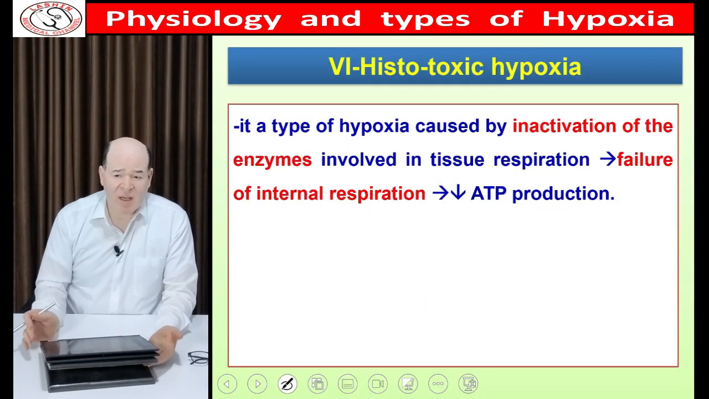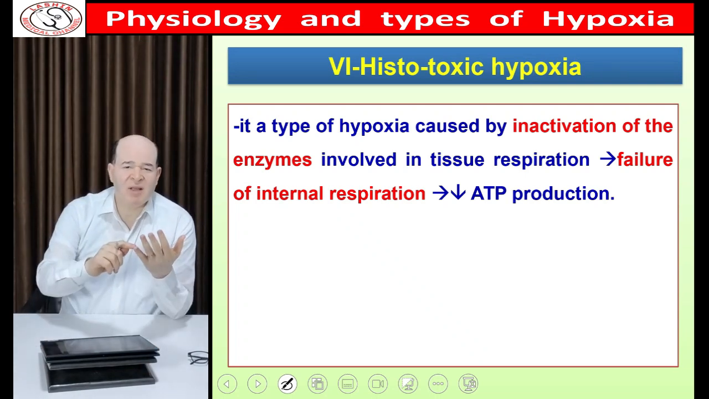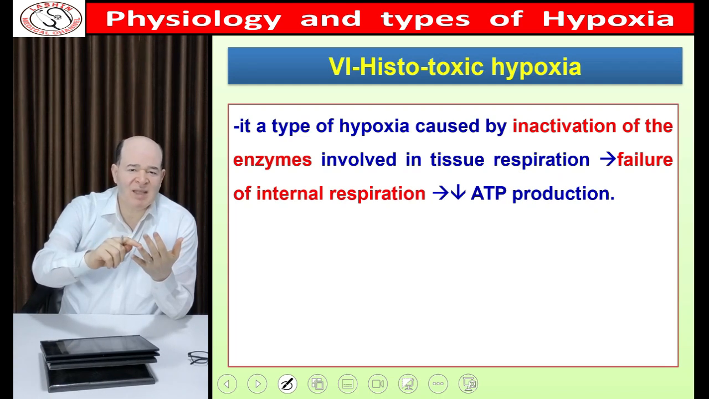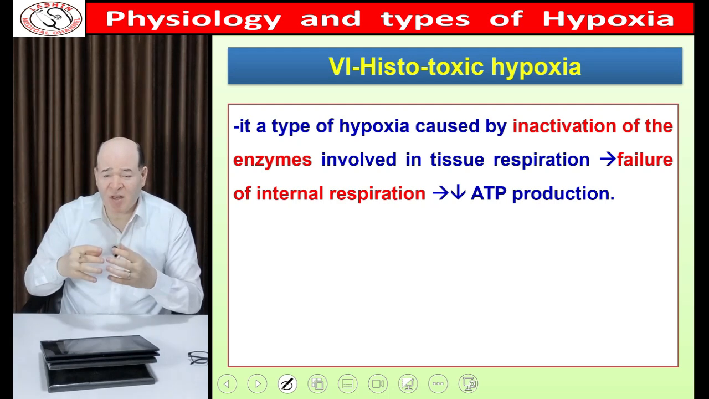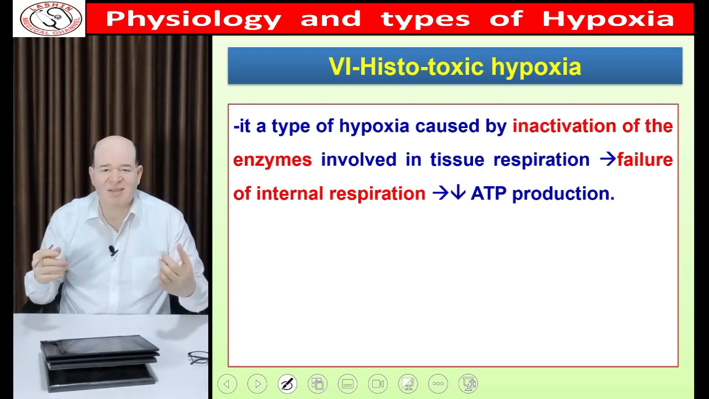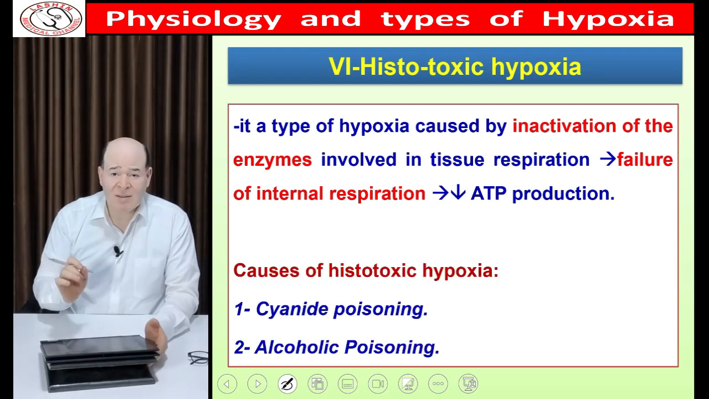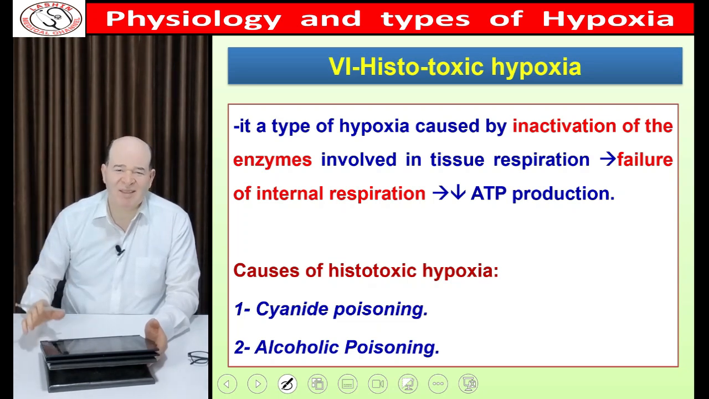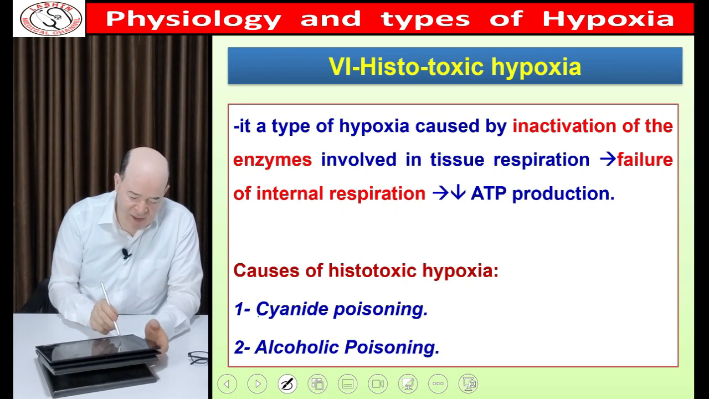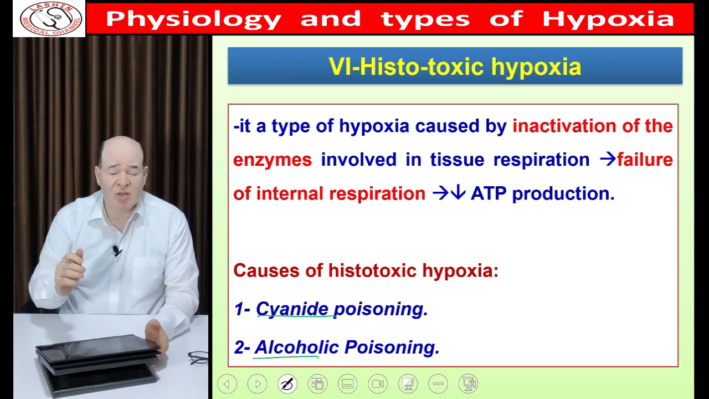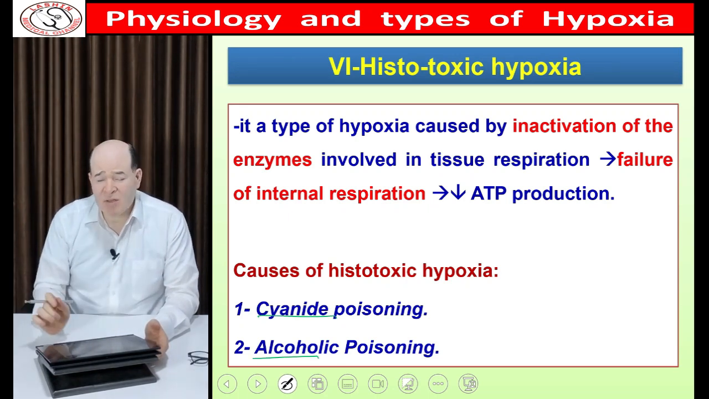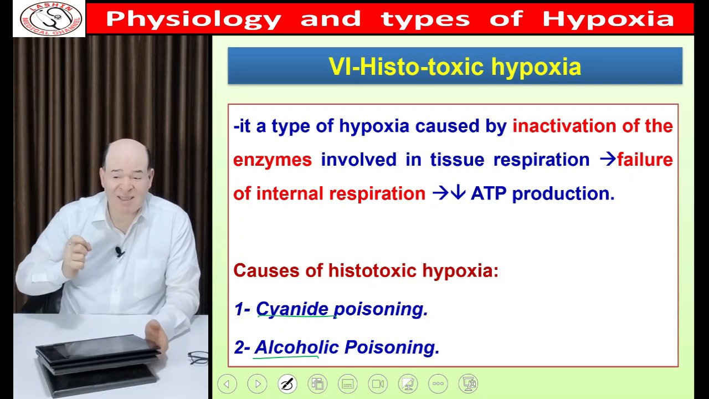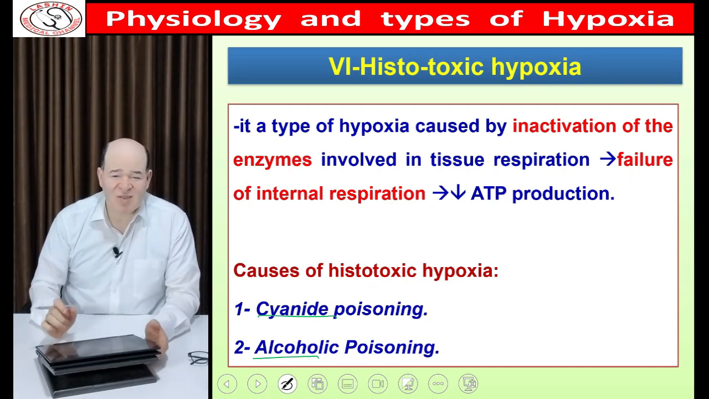Histotoxic hypoxia, a condition in which everything is normal. Normal oxygen in the atmosphere, normal gas exchange, normal pulmonary ventilation, normal oxygen transfer. The only abnormal condition is inside the cell, where the enzymes that are needed for biological oxidation are intoxicated, either by cyanide poisoning or by alcohol, which are the famous two causes of histotoxic hypoxia. So there is paralysis of the enzymes inside the cells.